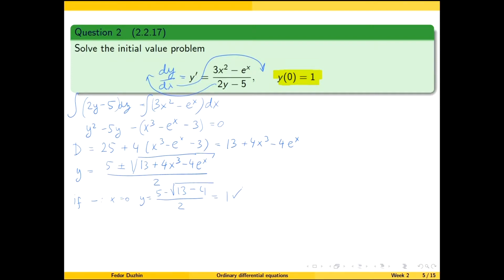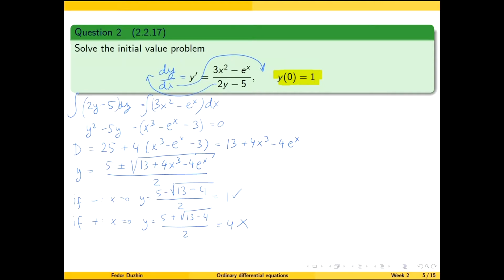Just to make sure that the alternative does not give us a correct answer: if plus, then if x is 0, y would be equal to 5 plus the square root of 13 minus 4, over 2, and this is 5 plus 3 over 2. 5 plus 3 is 8, over 2 is 4, so this is wrong.